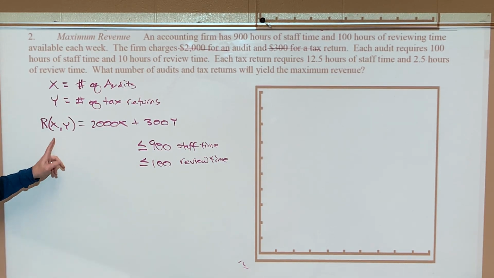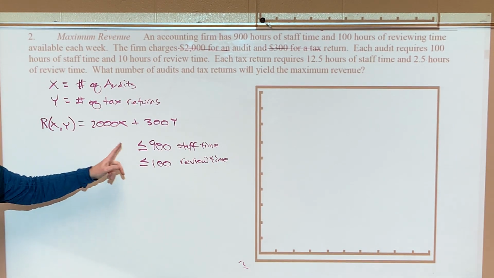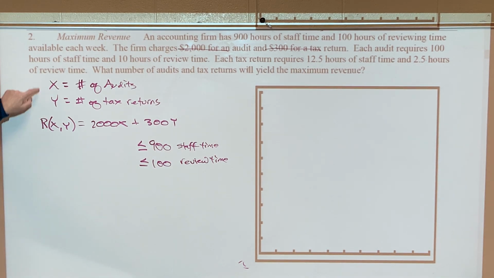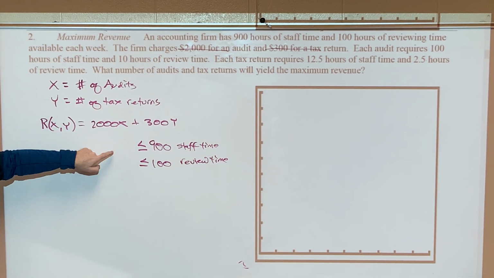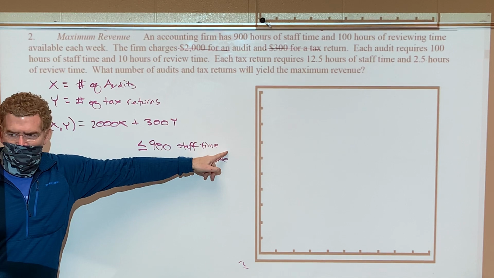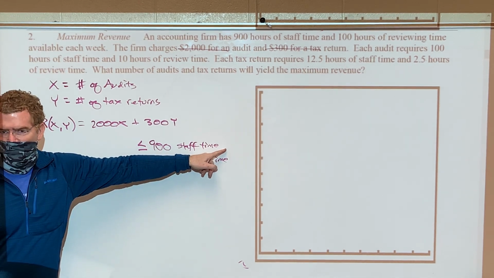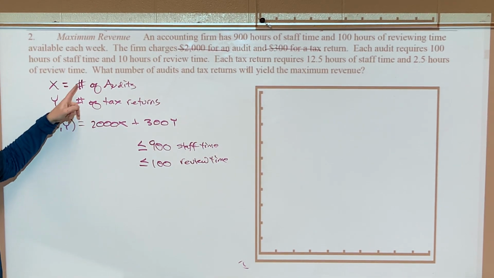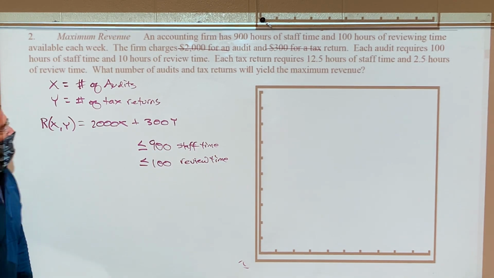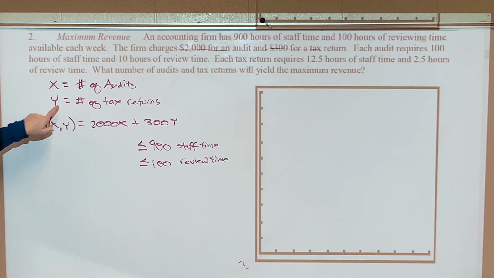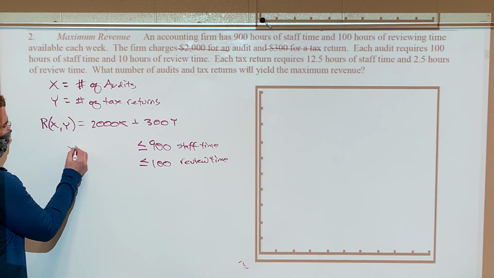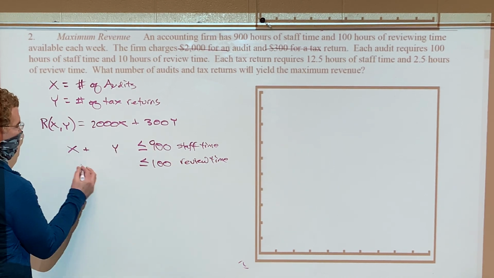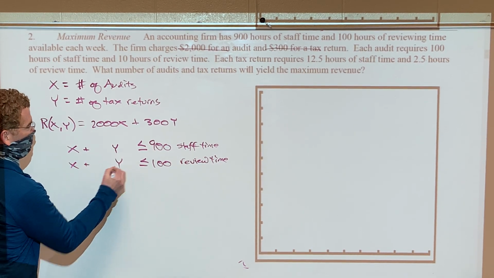Now, clearly, X plus Y is not less than 900. Number of audits, number of tax returns, staff time, that doesn't make sense, does it? The units don't match up when you talk about number of things and then time. So let's take a better look at X and Y. I know that X and Y are going to come into play here, right? I know they're going to be in there somehow, if you kind of want to start like this.